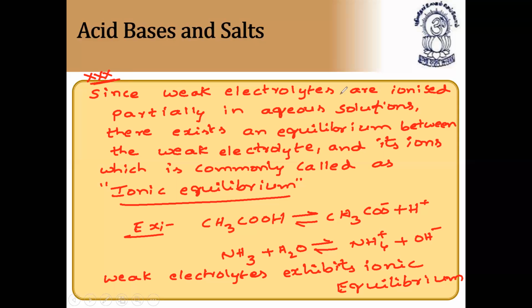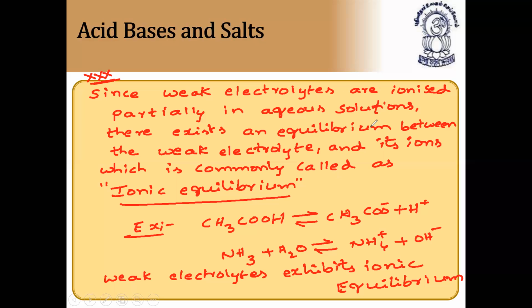Since weak electrolytes are ionized partially in aqueous solutions, there exists an equilibrium between the weak electrolyte and its ions, which is commonly called ionic equilibrium. Strong electrolytes dissociate 100%. As strong electrolytes dissociate completely in water, we cannot say there exists an equilibrium between them. Let us see now.